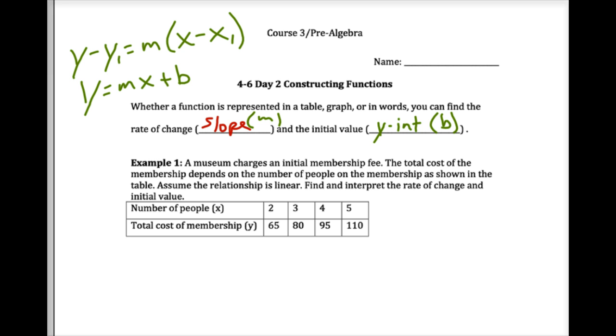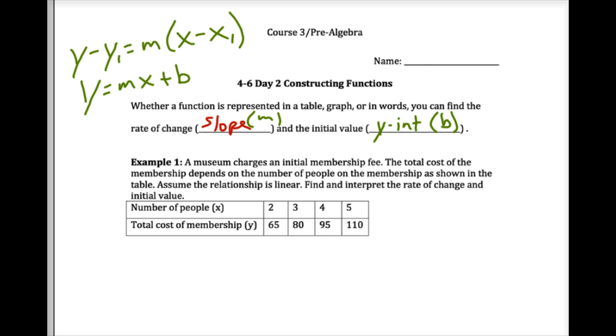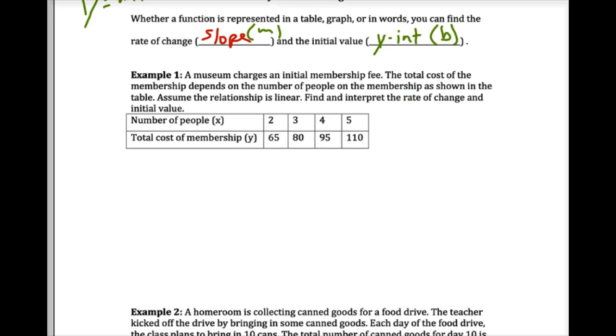Welcome, everybody. Okay, so point slope form, slope intercept form, those are the kind of things that we're going to be dealing with. All right, a museum charges an initial membership fee. The total cost of the membership depends on the number of people on the membership as shown in the table. Important, guys, that they tell you that the relationship is linear, because some things are not linear. This one is.